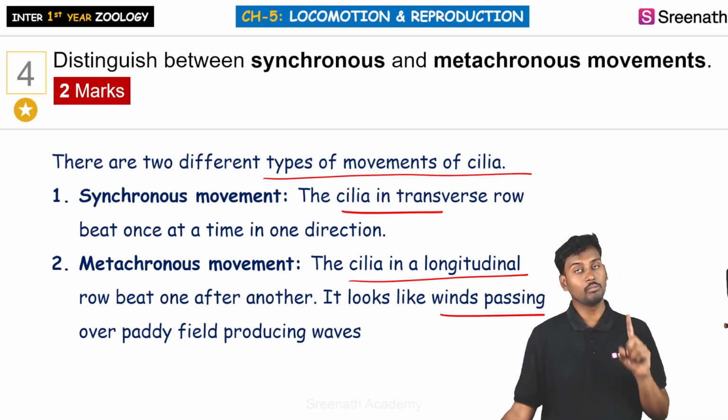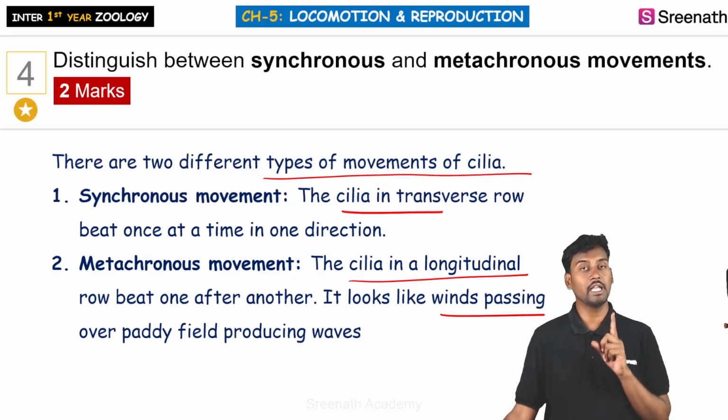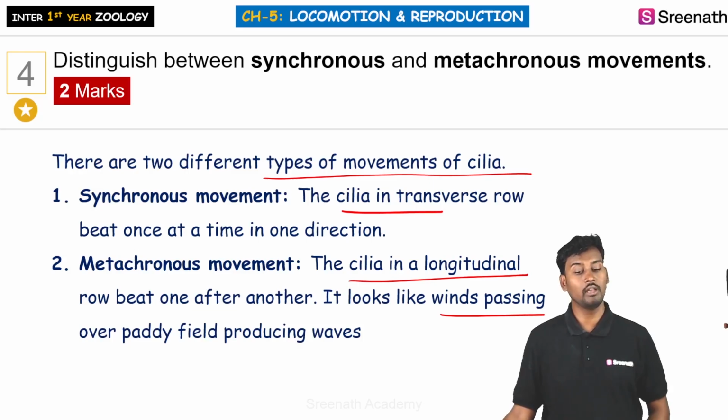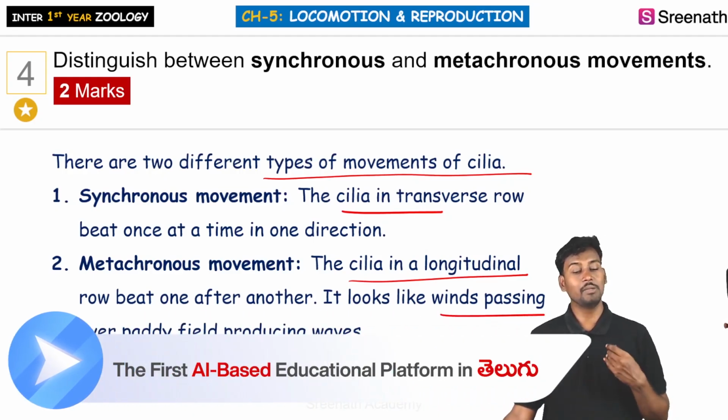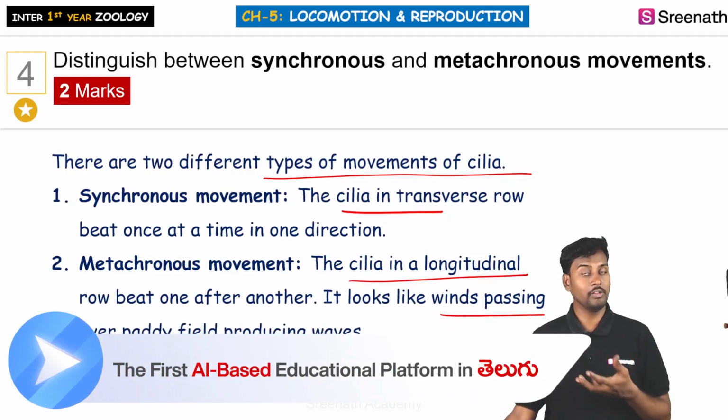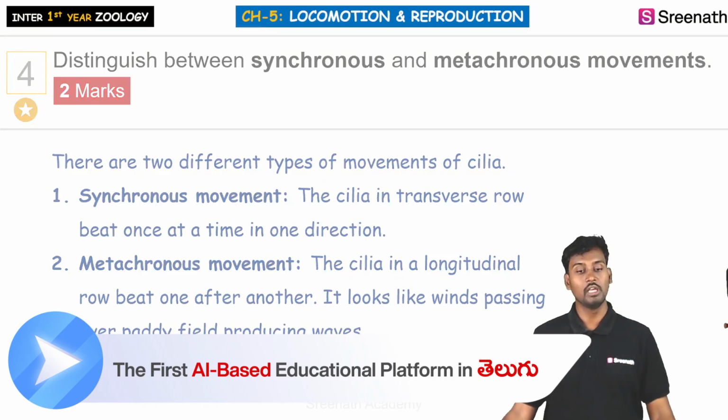So synchronous movement, remember one thing, that is the cilia which is generally beating at one time in one direction, whereas cilia present in a longitudinal row, beating around each other, one above each other, generally beating with each other and in different directions, is called metachronous movement.